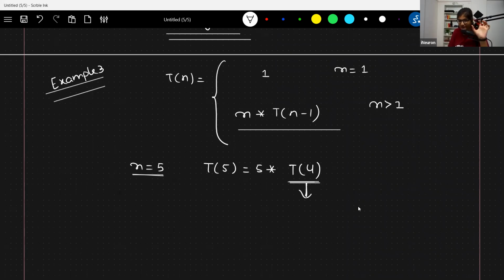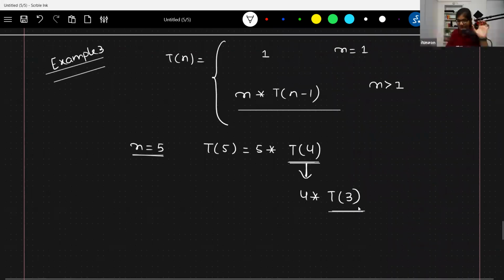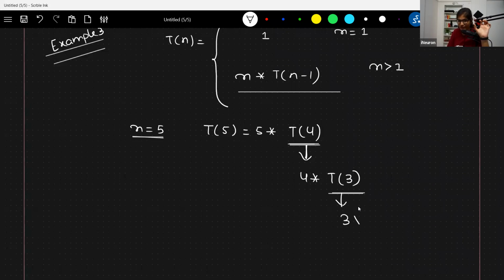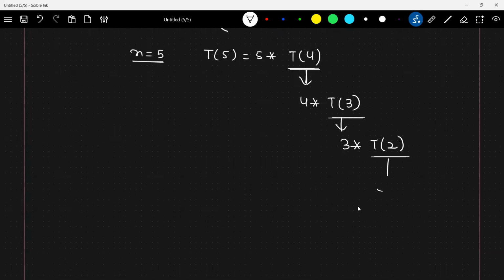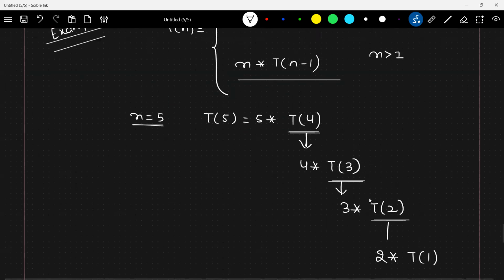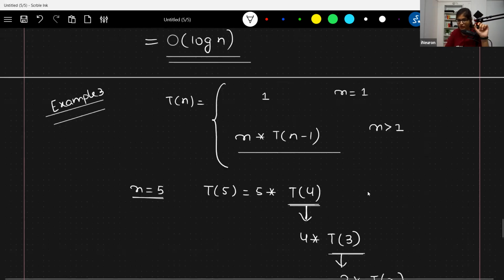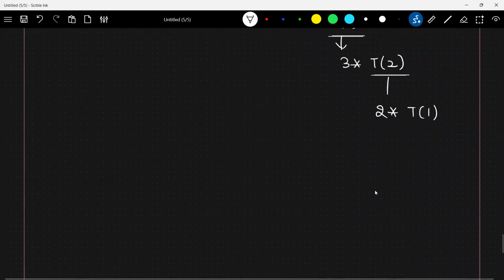So this will be equal to 4 into T of 3. Can I say? Yes. After that, this will be 3 into T of 2. Can I say? Yes. After that, it will be 2 into T of 1. And when n is equal to 1, the answer is 1. So T of 1 is equal to 1.